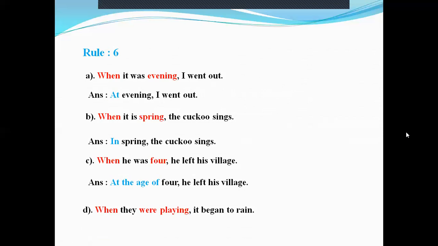Number D, when they were playing, it began to rain. If there is "when" in a complete sentence and it indicates past continuous, the thing that was happening at a past time, use "at the time of" instead of "when", then omit the subject and be verb and the rest of the sentence. So the answer will be: At the time of playing, it began to rain.